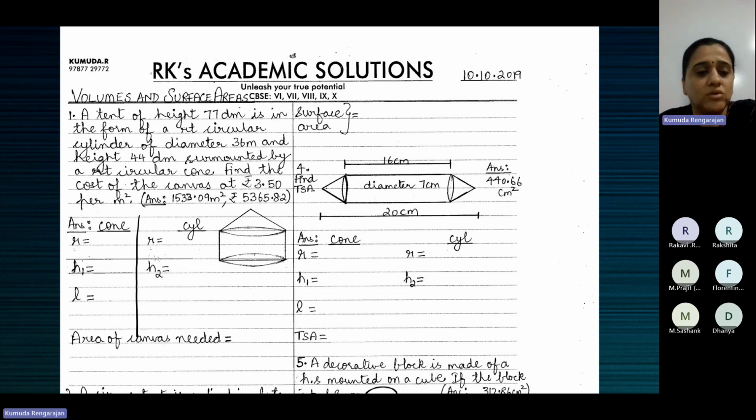Because the diameter is 36 meters, the radius will be 36 by 2, 18 meters for both cone and cylinder. That's why we have not written R1, R2. It's R only for both because the radius is the same. If they're different, then we'll say R1, R2. Okay, now the height of the cylinder.